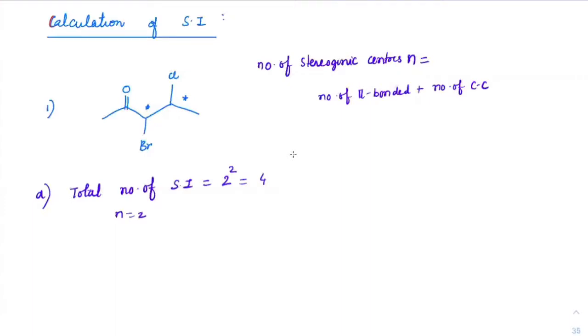Now these 4 we start expressing this way. RR I will have, RS I will have, SR I will have, and SS I will have. Correct? These are the 4 different configurations they can have. Clear? These 2 will be a pair of enantiomers, and these 2 will be a pair of enantiomers.